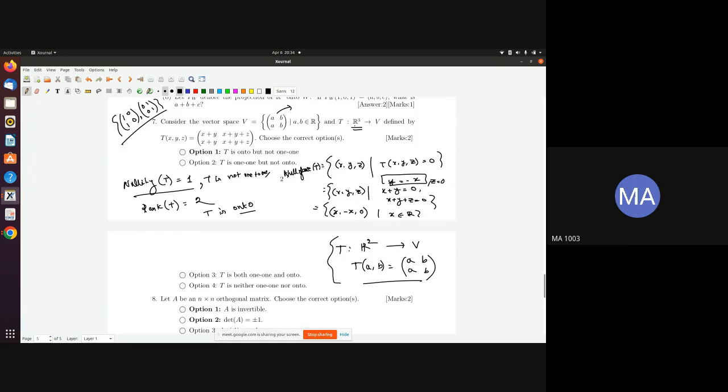So this part is different. Let me call it U. This is a transformation U, which is an isomorphism. This is not this T. This is a different T. Okay, sir.